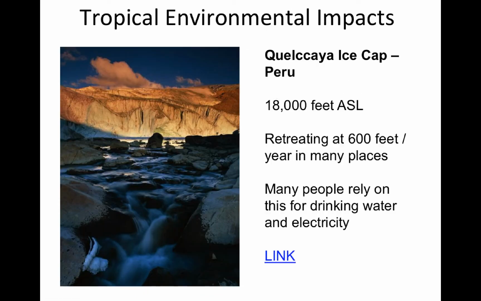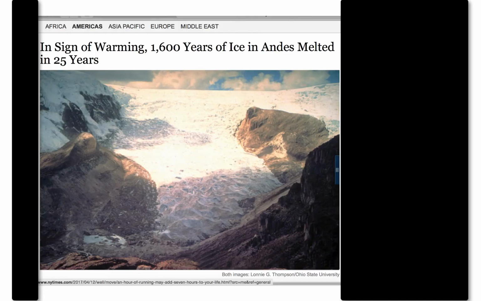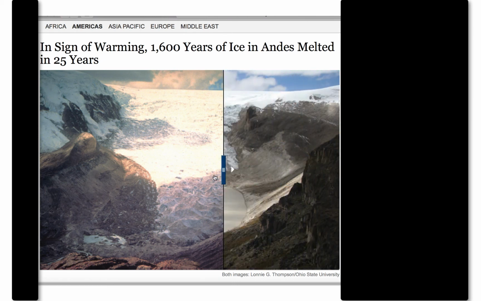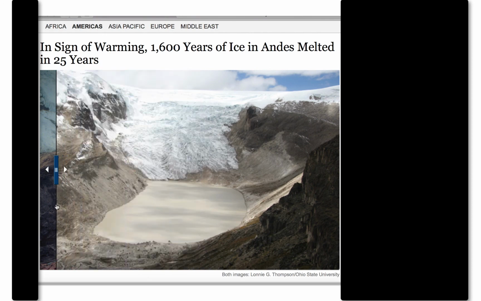Let's think about some impacts that are happening right now. The Quelccaya ice cap in Peru at 18,000 feet above sea level is retreating at about 600 feet a year in many places. Many people downstream of this rely on this for drinking water. To give you an example of how fast this is happening, 1,600 years of ice in the Andes melted in just 25 years. So this looks at 1978 versus 2011 roughly. This is 1978, and you slide it over and see 2011, quite a difference there.